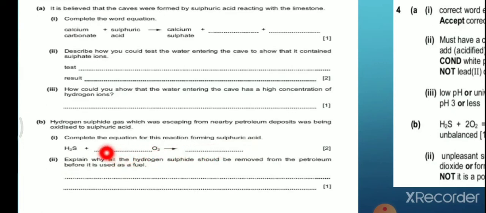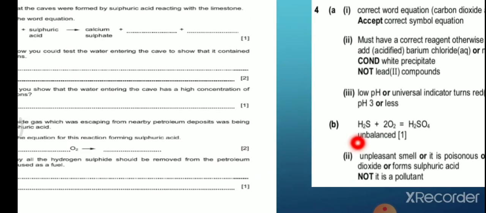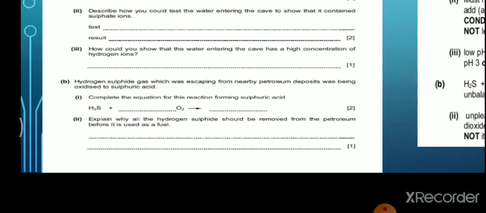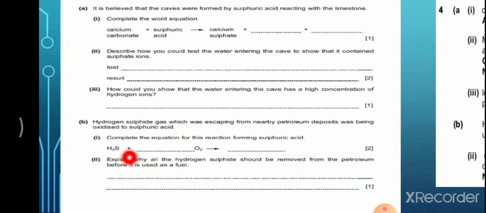now this blank is for the balancing. So you need to balance the equation. H2S plus O2 gives H2SO4. But here how many oxygens are there? 4. So you should write coefficient 2 in this blank. Next, last question here.